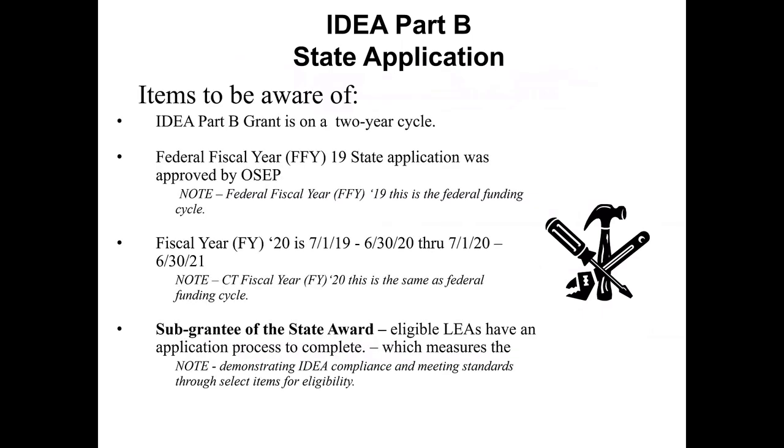The state application in particular, we all know it's a two-year cycle, right? Federal fiscal year 19 was in place. The federal fiscal year is a slightly different funding cycle, so we sometimes call it the federal fiscal year of 19 and then the fiscal year of 20. 7/1/19 to 6/30/20, and then 7/1/20 through 6/30/21 is the two years of the FY20 grant. The FY19 grant is sundowning, ending on June 30th. The date by which you were supposed to get those budget revisions in was back on February 1st. But the two-year grant is coming through. And then there's the subgrantee of the state award that we'll be talking about around eligible LEAs for that application.